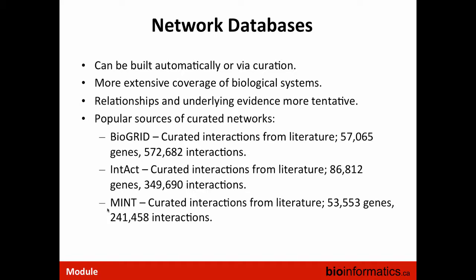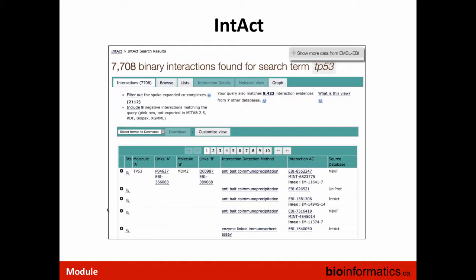Popular sources for curated network data are BioGrid, Intact, and Mint. I would say these are the three main ones. You could have other ones. These resources differ slightly on their content, the approaches of curation, also the scope or coverage of the different species, the model organisms that people have studied and the interactions have been derived from. But I would say that, in the next slide, Intact is probably one of the better resources.